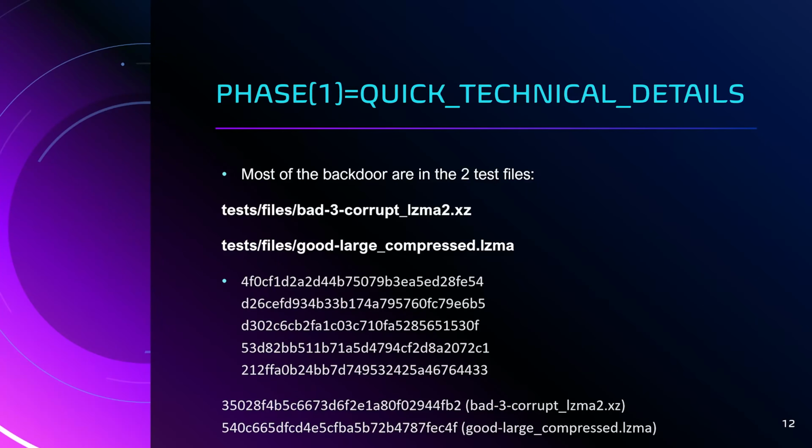And most of the backdoor code, the hook part, we're gonna talk about it. All those are hidden in the two XZ test files. So these are the ones that you see on the screen: test/file/battery corrupt. And if you're a security researcher, I'm sure you can find it. But if you want to get your hands on these samples, let me know.